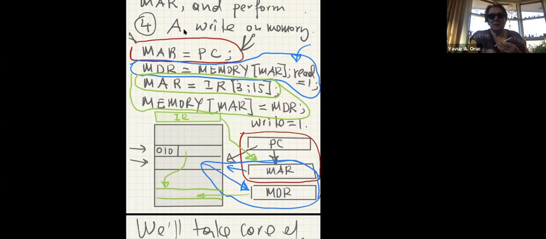And MAR is the vehicle that actually points to the location where our operand is sitting. I need to get that out of there, put it into MDR so that I can put it into the place where the address, which is supposed to be here, is pointing to.